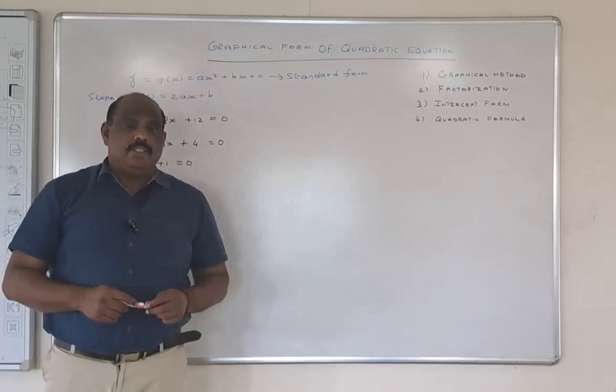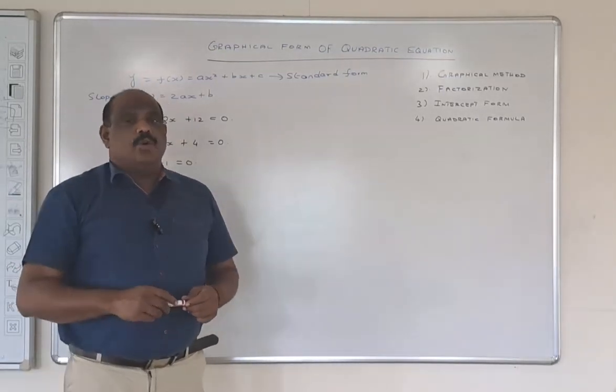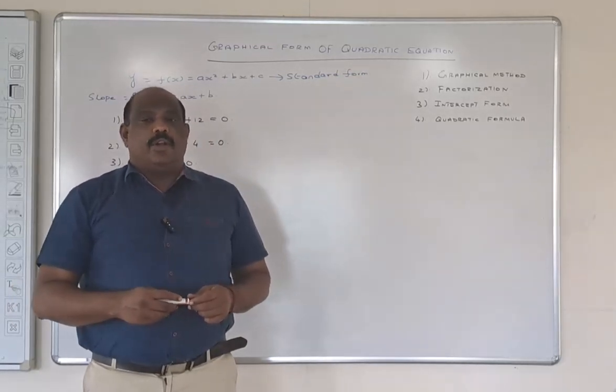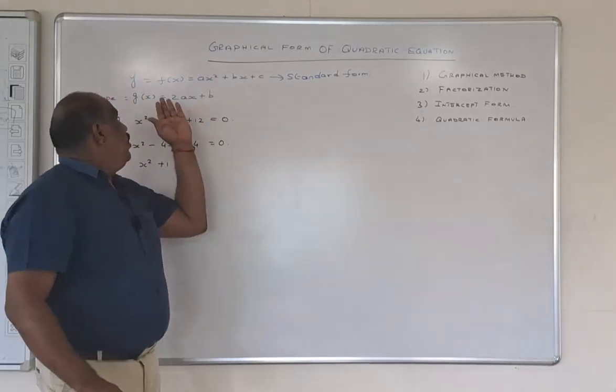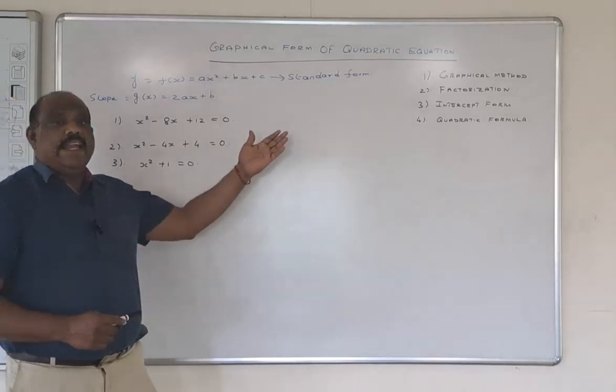Dear students and viewers, in the last session, we discussed the quadratic equation and how to find the slope of the quadratic equation. The general form of the quadratic equation is y equal to f of x equal to ax squared plus bx plus c, which is called the standard form.